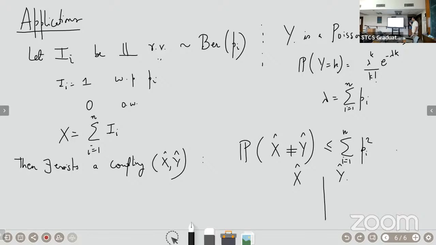So if I choose pi to be how much? Less than 1, then it will not be less than 1. I need to choose it as a function of n for this to be meaningful. So suppose it is 1 by n, then what happens? This probability is going down as 1 over n. So as n increases, the probability that these two distributions don't meet is going to 0, linearly.